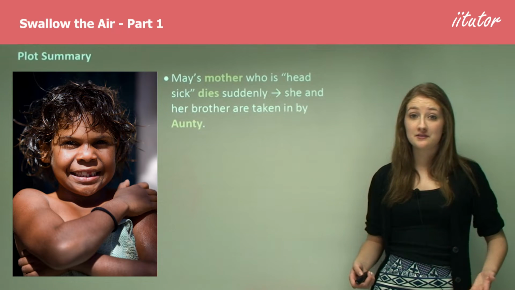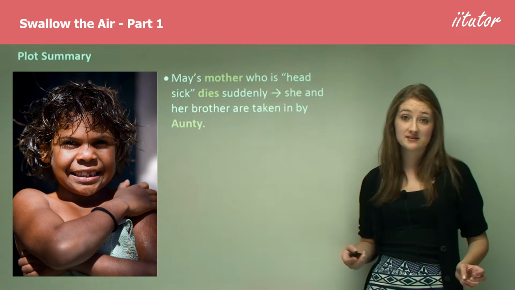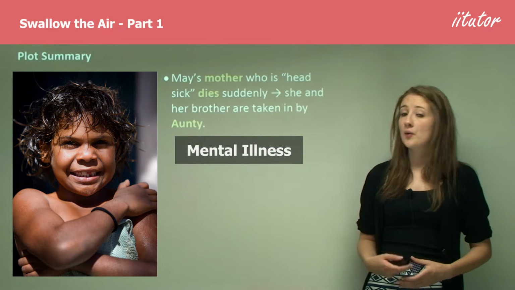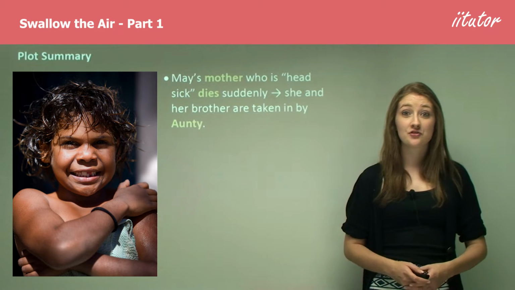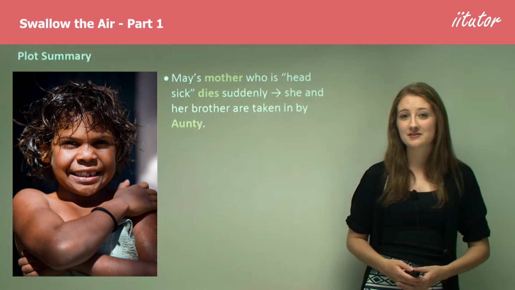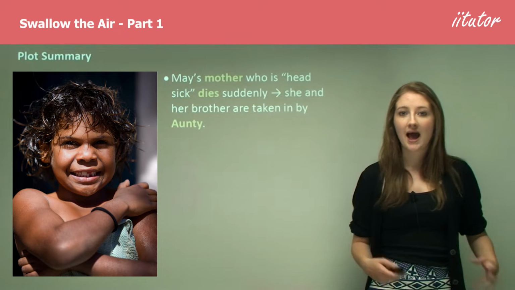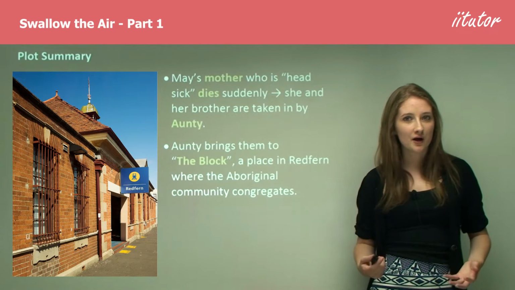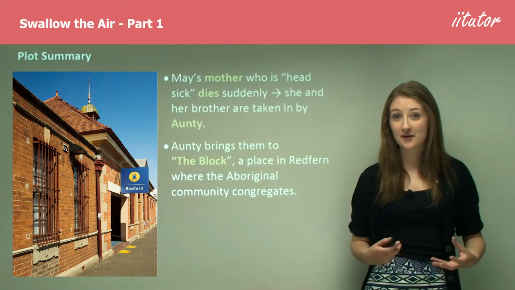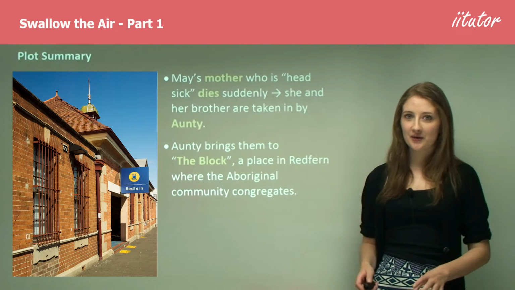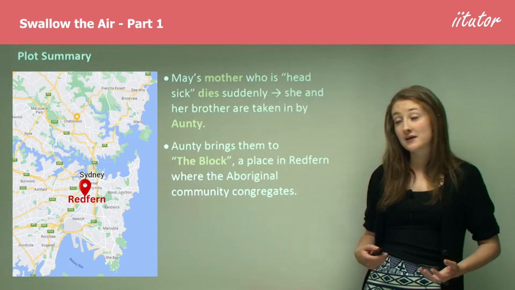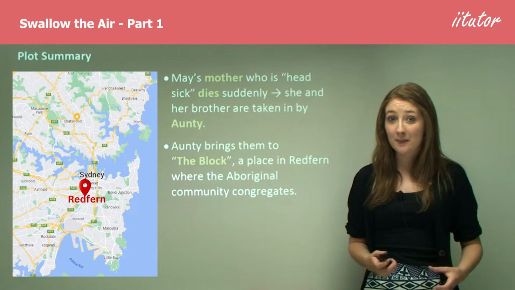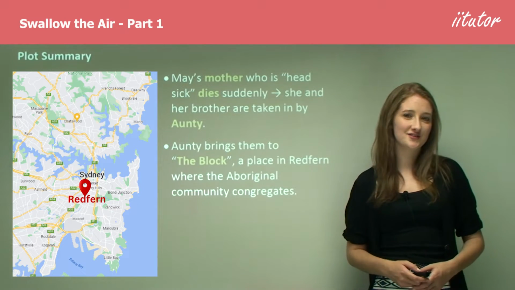So basically what happens is May's mother, who is headsick, so this is suggestive of some sort of mental illness perhaps, dies suddenly. So May and her brother Billy are taken in by this figure called Aunty. And basically what happens is they're taken from their dead mother and taken in by this friendly, well-meaning aunt figure. Aunty brings them to the block. Now the block becomes the central setting of this story, and it's something we're going to look at in detail in a minute. But the block is a place in Redfern where the Aboriginal community congregates. So we're going to be looking at what that means for Aboriginal identity a little bit later in this video.